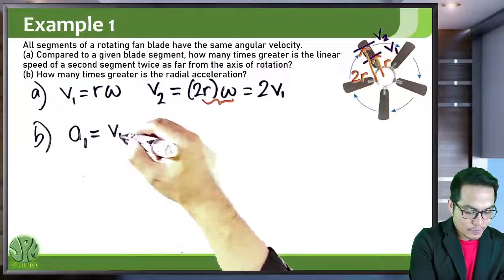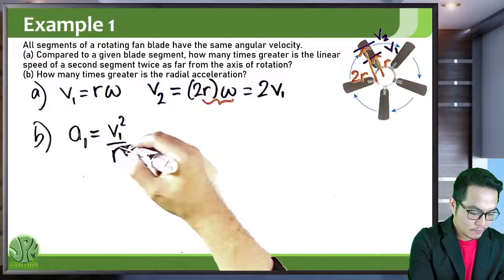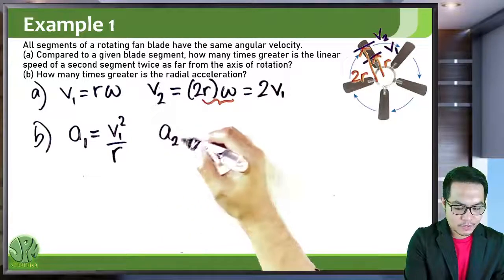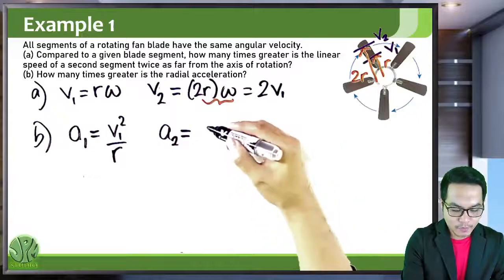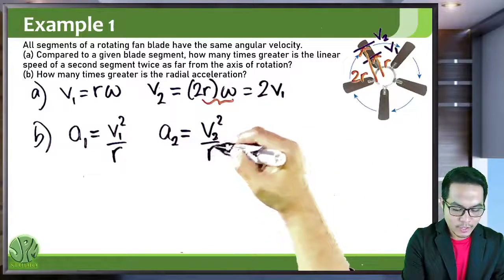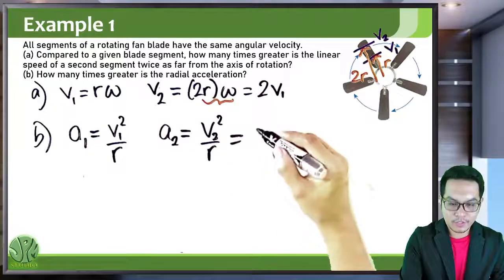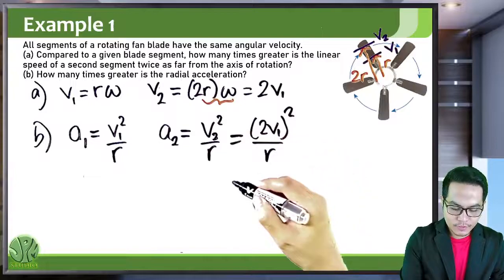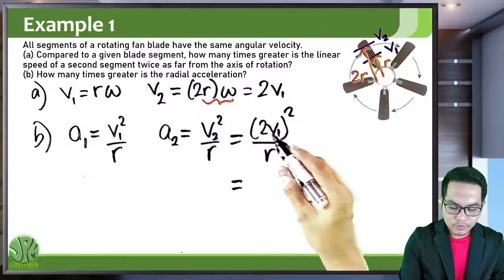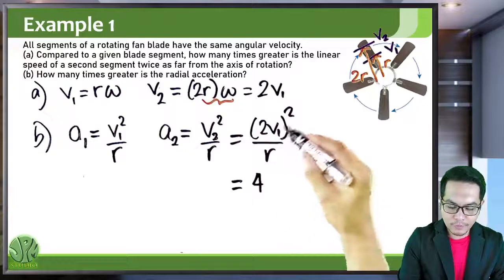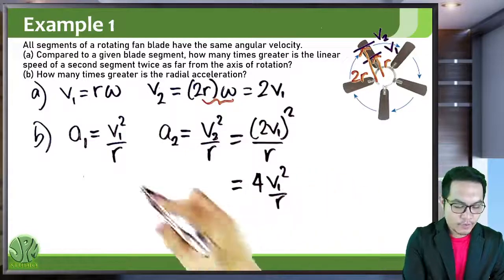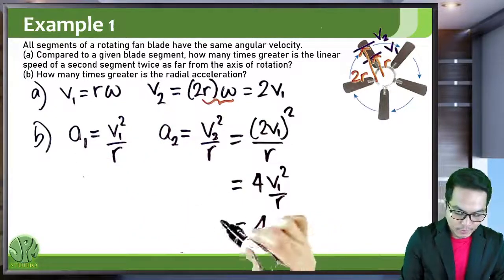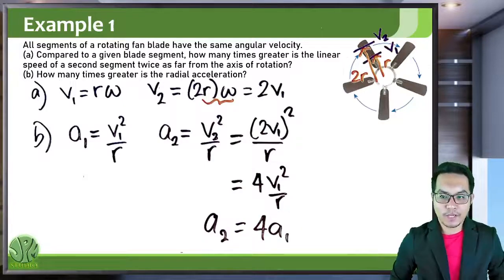So you will have v1 squared over r. Now for the radial acceleration of the second segment, you will have v2 squared over r. But v2 is twice v1, so 2v1 squared over r. So you will get 2 squared, so you will get 4, then v1 squared over r. v1 squared over r is your a1. So basically this is 4a1. So a2 here is 4a1.